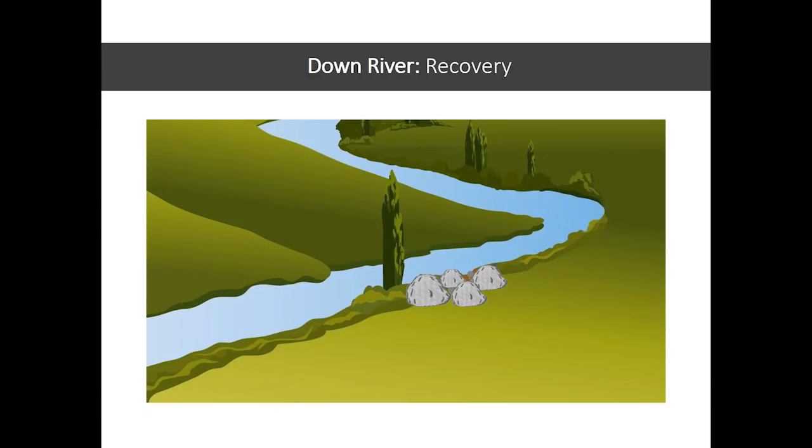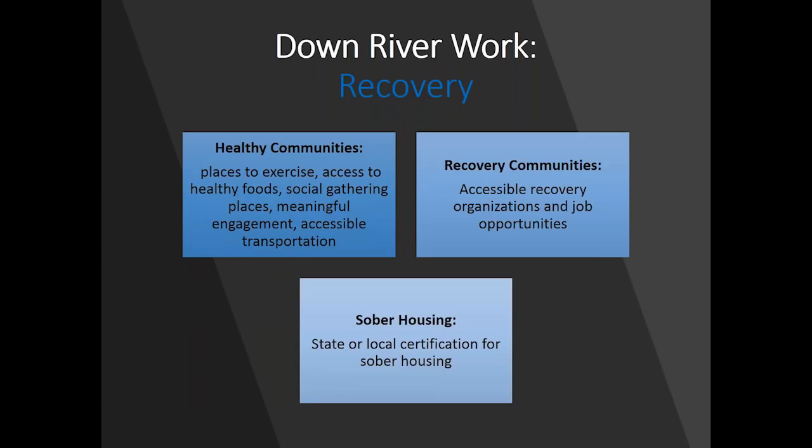People in recovery may need continued support to keep the river running smoothly and not find its way back to the rapids. Creating healthy communities, having recovery organizations that are accessible to folks, creating job opportunities for people who may have a criminal record or dropped out of school, and having safe, sober housing are important ways we can support people in recovery.